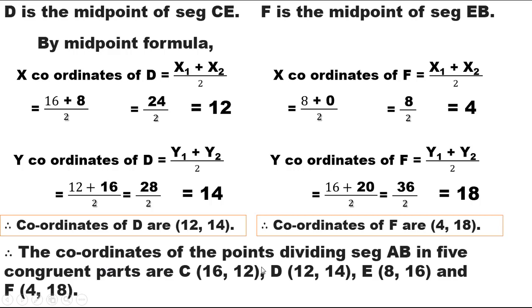The coordinates of the points dividing segment AB in 5 congruent parts are: the coordinates of the C is equal to 16 and 12. The coordinates of the D is equal to 12 and 14. The coordinates of the E is equal to 8 and 16. And the coordinates of the F is equal to 4 and 18.